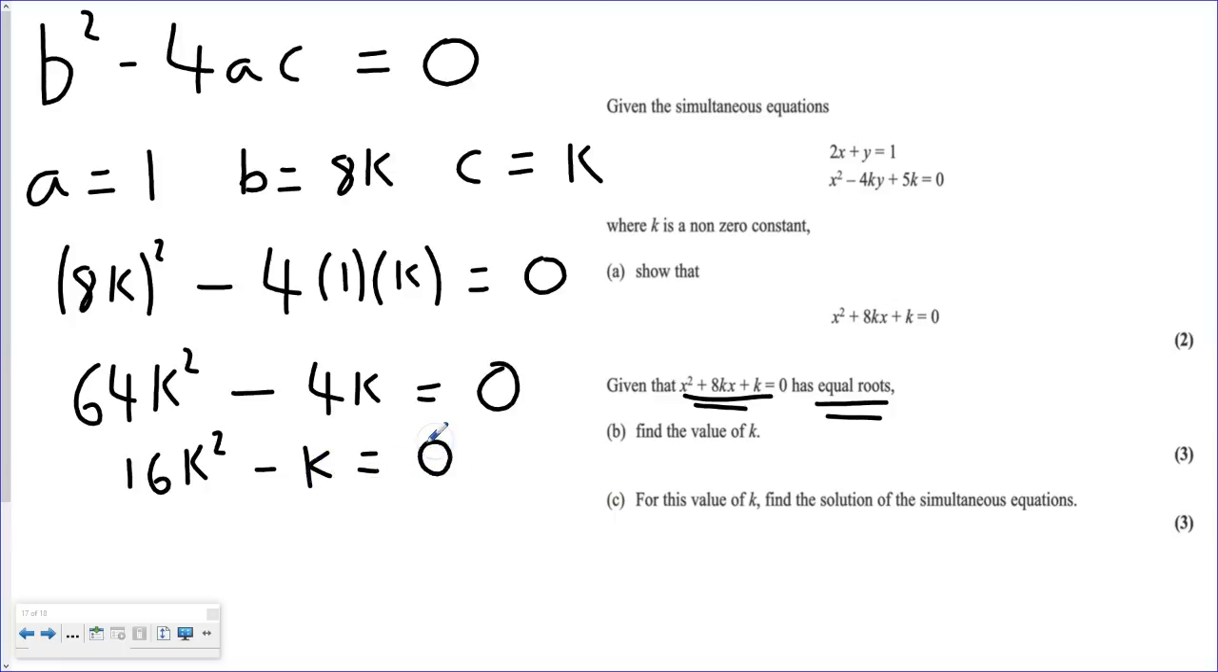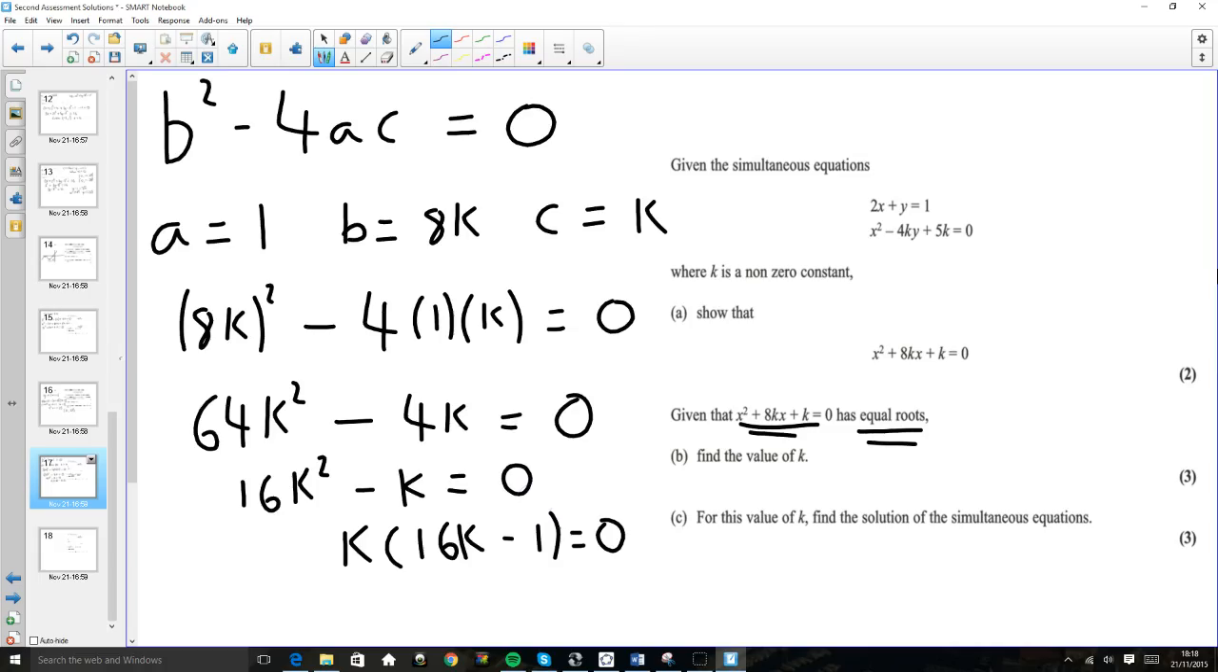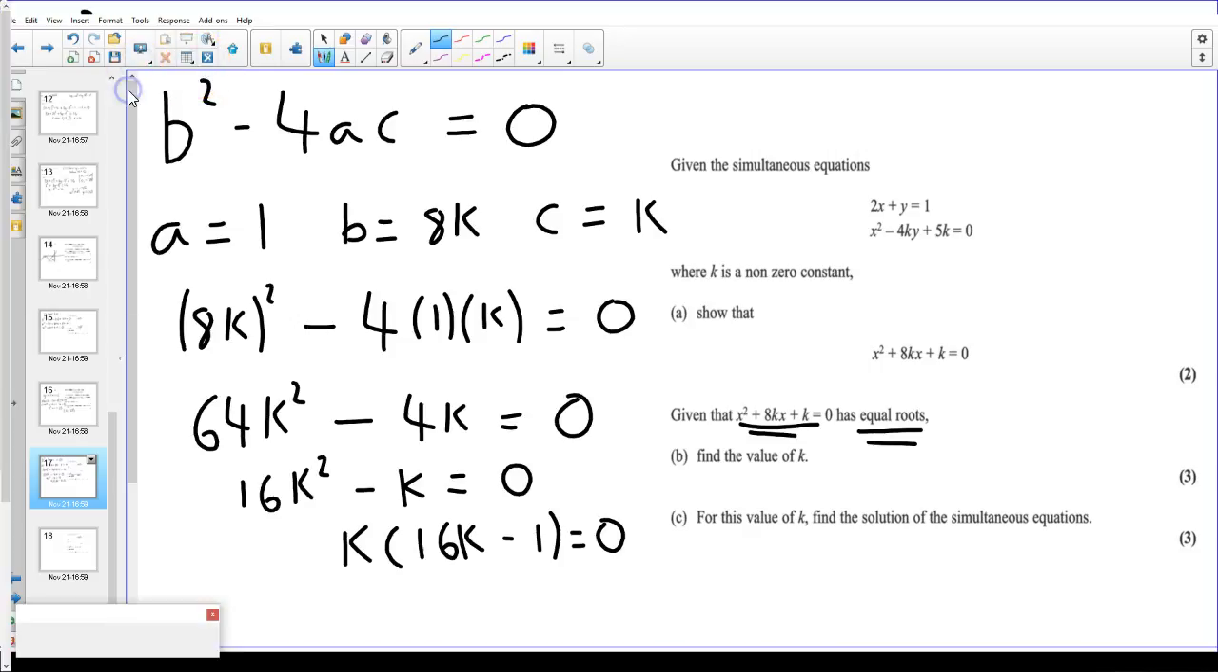I'll get 16k squared minus k equals 0. Take k out as a common factor. Okay, so you can just make this full screen.